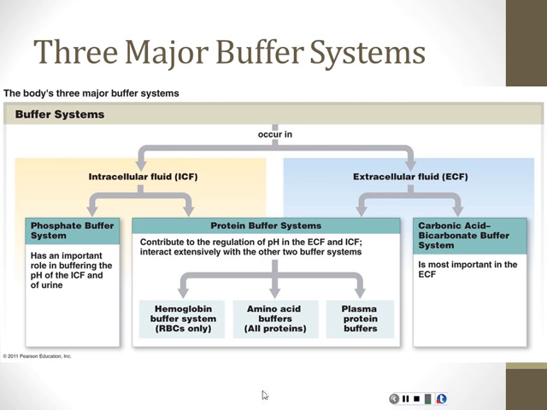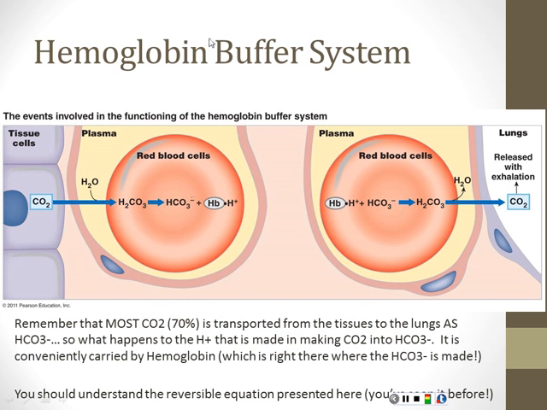And proteins have a number of different properties that allow them to buffer hydrogen ions as well. In other words, hold on to them when there are too many, let go of them when there aren't enough. So first we'll look at one of the protein buffer systems, and that's what we've talked about already, and that's the hemoglobin buffer system.